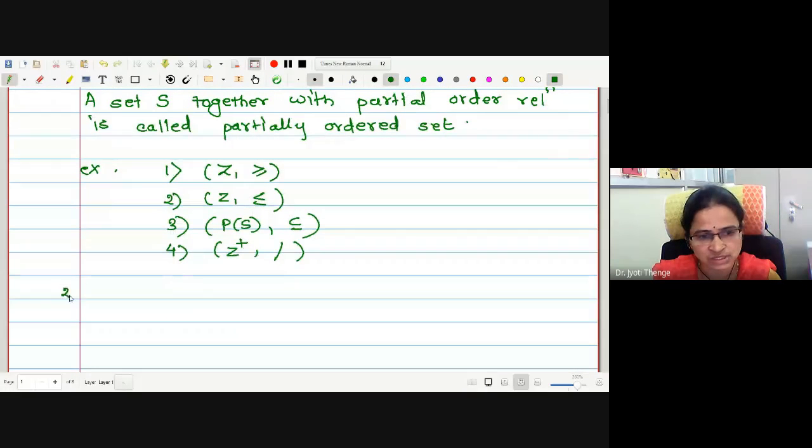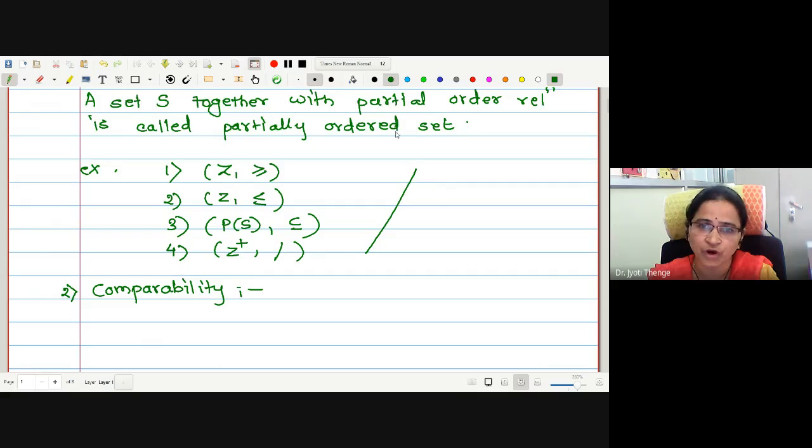The second definition to understand is comparability. Before I forget, for this relation we are using a special symbol. It is not less than or equal actually. The symbol used for the partial order relation is a curly less than or equal. Don't get confused between the symbol less than or equal and curly less than or equal. This is the partial order relation we are using.